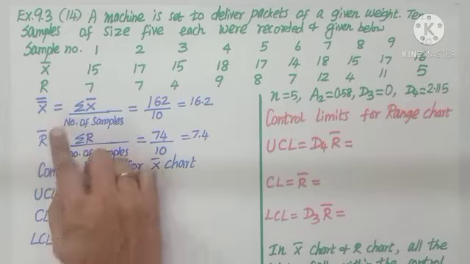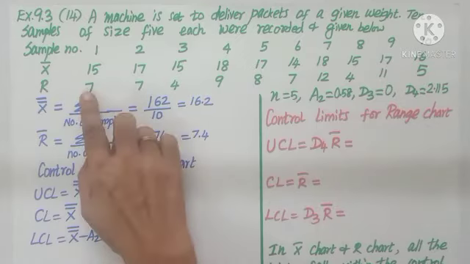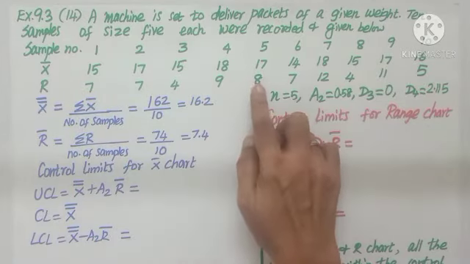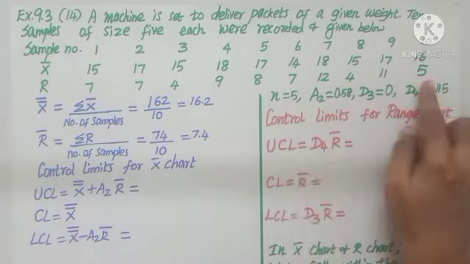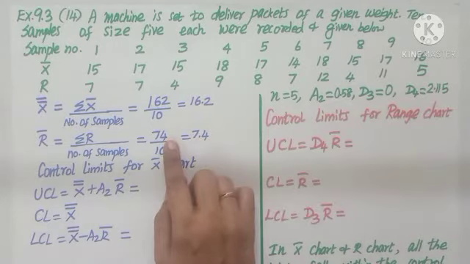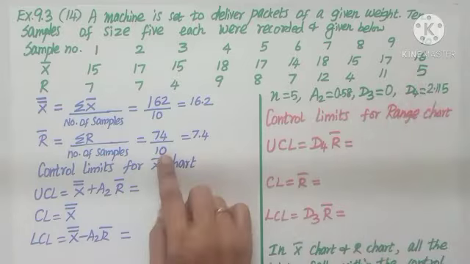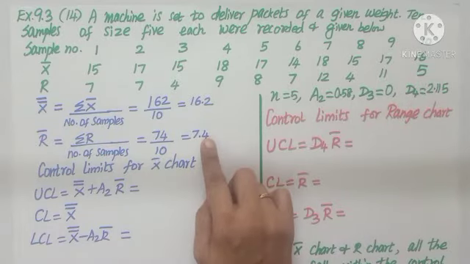For R bar, add all the range values: 7, 7, 4, 9, 8, 7, 12, 4, 11, 5. Adding all together we get 74. Divide by 10, we get 7.4.